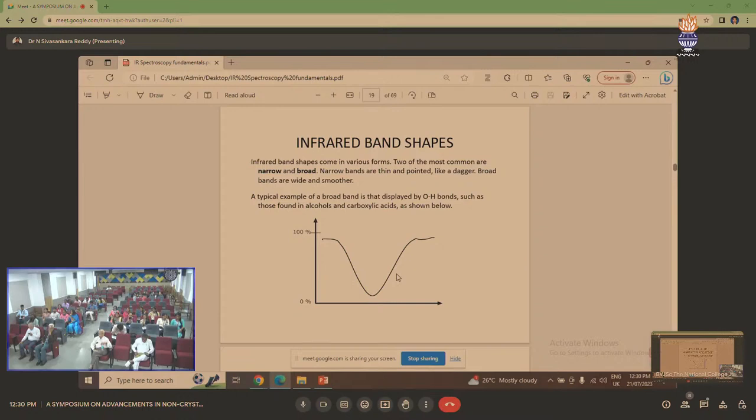So you can see this is the infrared band shape. You can clearly say this is a transmission infrared spectrum, because it is a downward band, like a trough. This particular position indicates the particular wave number, and a characteristic group can be identified.